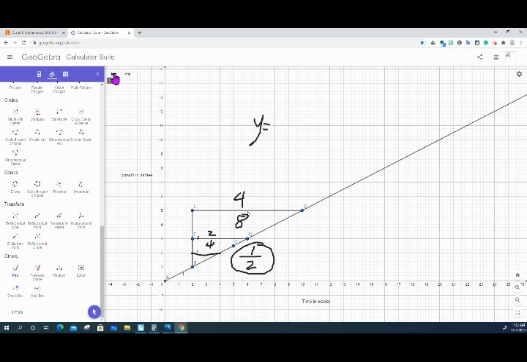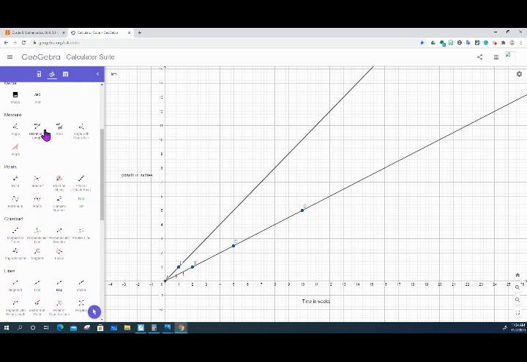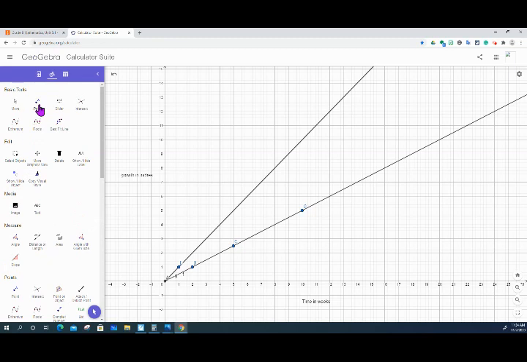Let's compare a couple of plants. We've got one plant that grows at 1 inch every 2 weeks. And let's create another plant that's maybe a little bit faster growing. Let's say this next plant grows at 1 inch every week. So that means in 1 week, I go 1 inch. 2 weeks, I go 2 inches. 3 weeks, I go 3 inches. 4 weeks, I go 4 inches, and so on and so forth.